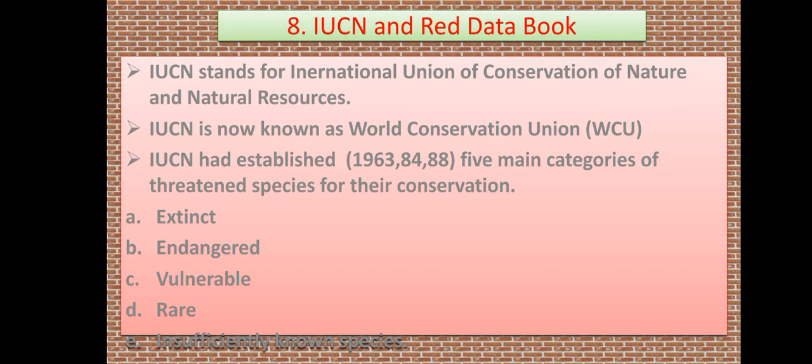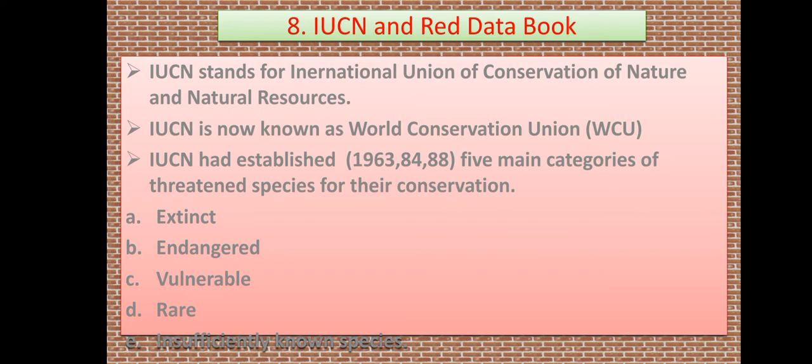IUCN and Red Data Book. IUCN stands for International Union of Conservation of Nature and Natural Resources. IUCN is now known as World Conservation Union, WCU. IUCN has established 5 main categories of threatened species for their conservation. In 1963, in 1994, and in 1988, it categorized into 5 groups about the threatened species for their conservation.